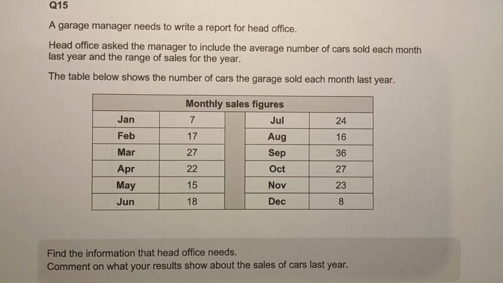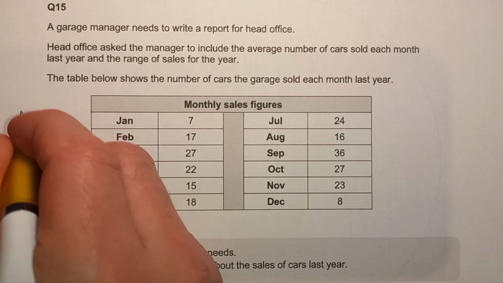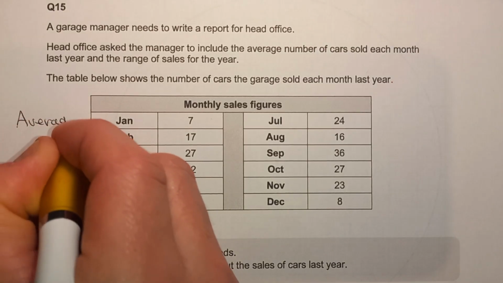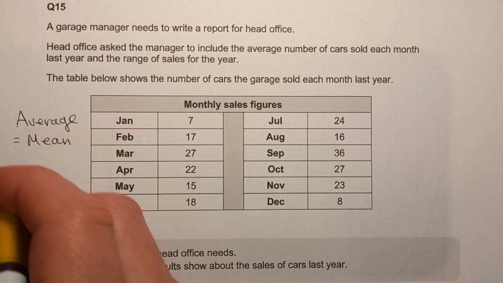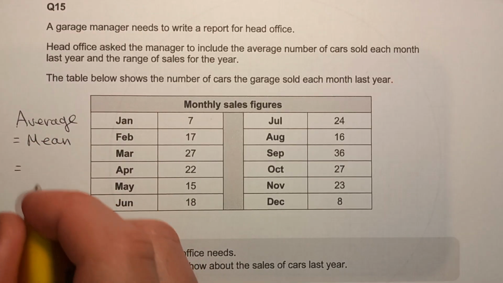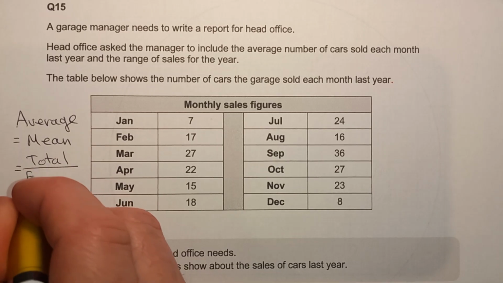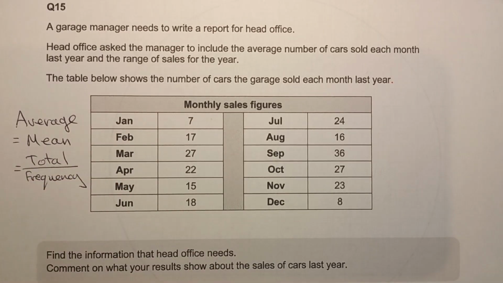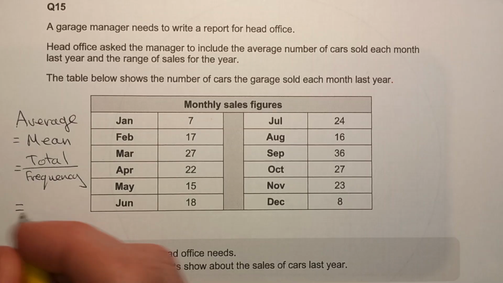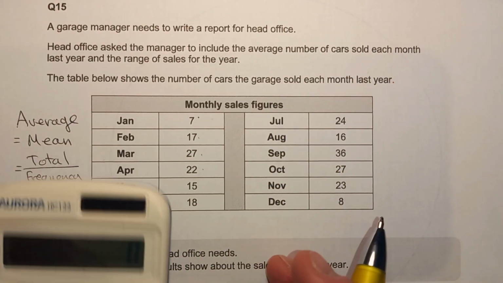So we want the average and we want the range. Okay, the average, particularly when it's level 1, means the mean. And then we calculate the mean by working out the total and dividing it by the frequency. So the total, we want to add up all of these values. So let's go to our calculator.